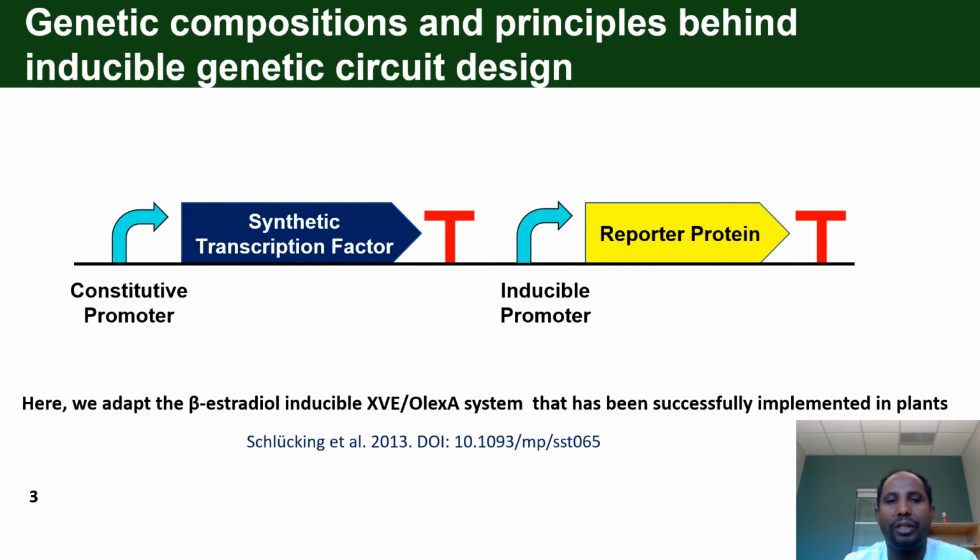The beta-estradiol inducible expression system is tightly regulated and exploited in multiple organisms. We adapted this system from plants. As with any other chemical inducible expression system, the beta-estradiol inducible expression system has 2 transcriptional units. One, a constitutive promoter driving a transcription factor. 2, an inducible promoter driving a reporter protein or a gene of interest.